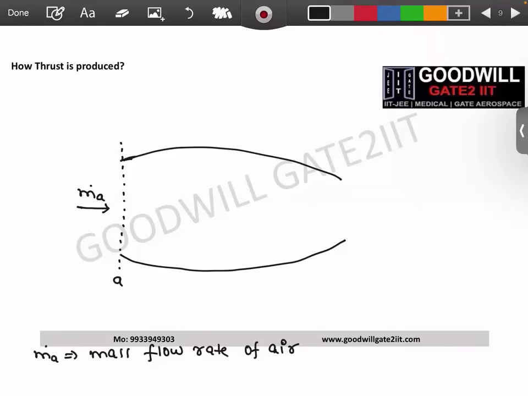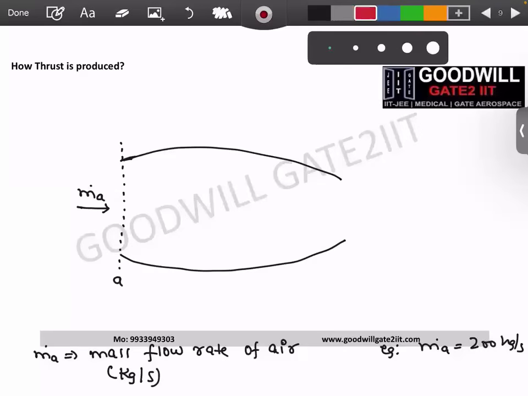Which is entering inside the engine, and its unit is basically kg per second. So if, let's say, as an example, in your GATE numerical, the question is mass flow rate of air is 200 kg per second. So understand the meaning. This says every second 200 kg of air will enter inside this engine. You can imagine how bigger the number is.